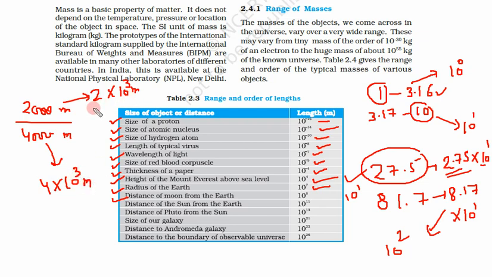If this number, not the power, is less than 3.16, then we use the same order, 10 to the power 3. If this number is more than 3.16, then we use this order plus 1. That means this is order 4 and this is order 3. So this is the way to write the orders: we see whether this number, not the power, is less than 3.16 or not.